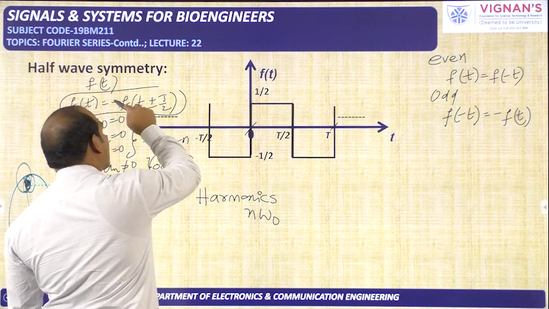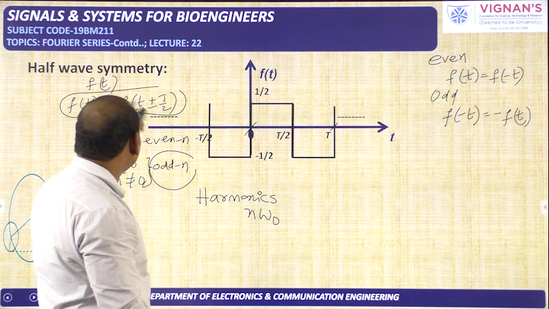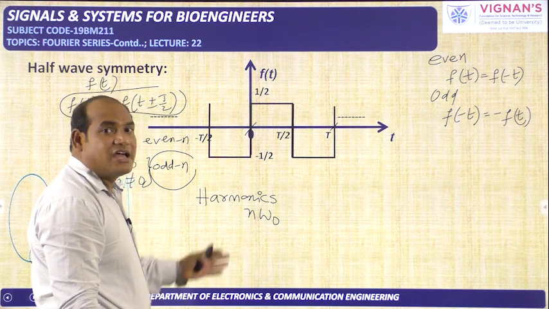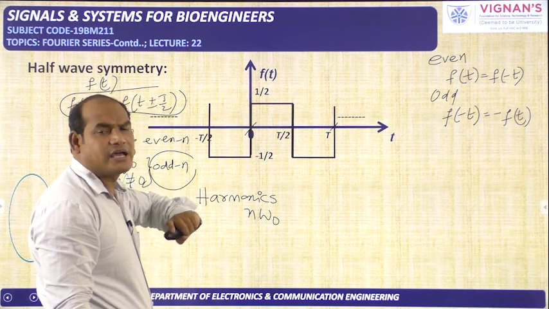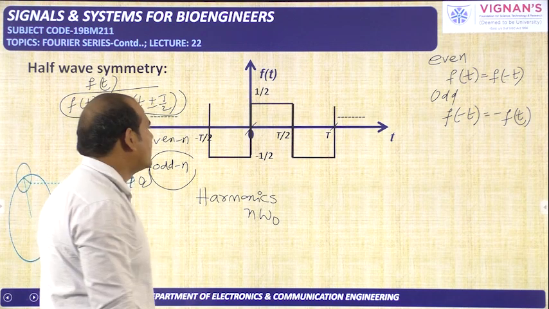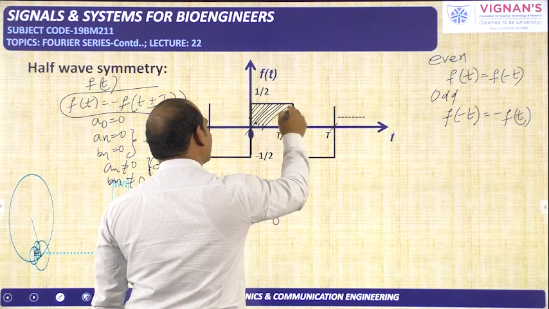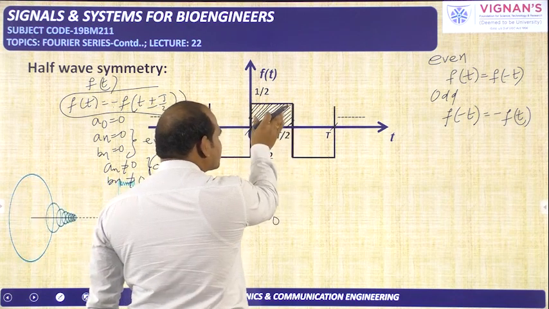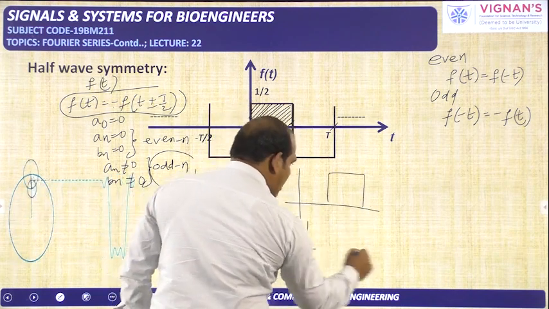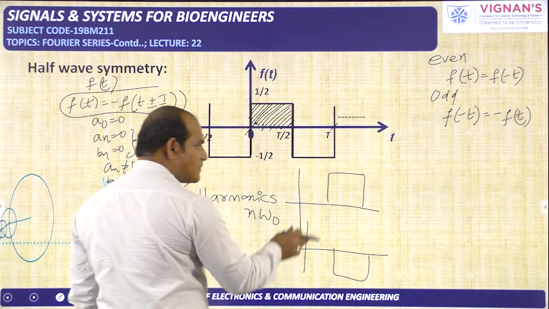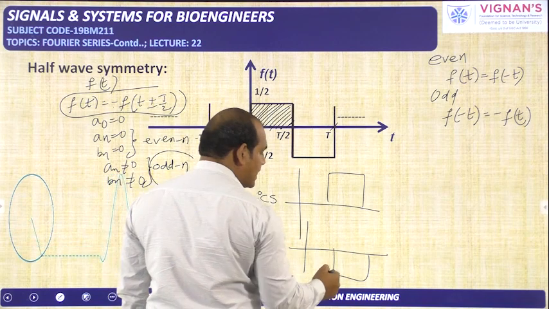And then we need to do the amplitude reversal also. After performing these two operations, shifting and amplitude reversal, if the obtained signal is equal to the original signal, then we can tell the signal has half wave symmetry. I am doing that by taking only this part instead of the total signal. I am shifting this to the right side by capital T by 2. Shifting is over. Then I perform amplitude reversal. Amplitude reversal means we rotate with respect to the x-axis.